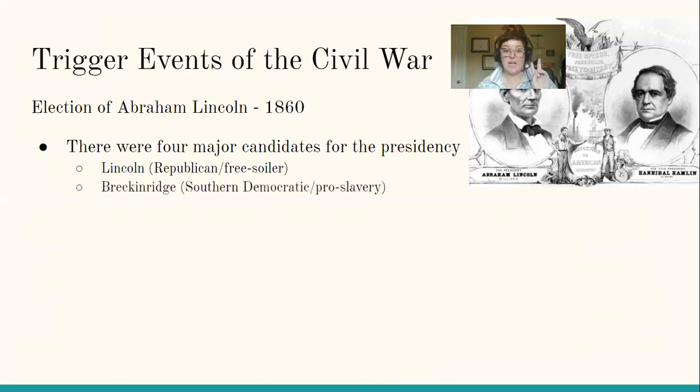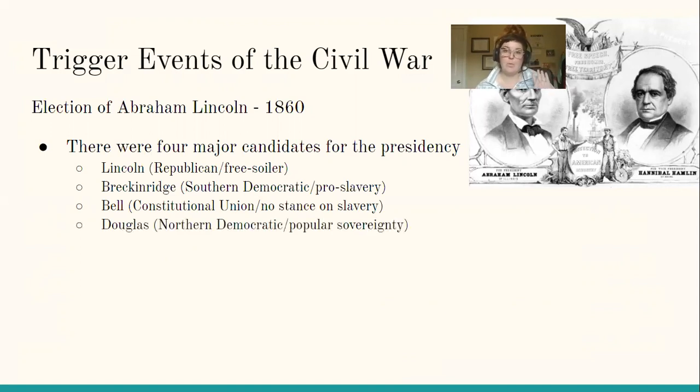Second was Samuel Breckinridge, who was a Southern Democratic candidate, and he was pro-slavery. Third was Bell, who was from a party called Constitutional Union, and basically he said, I don't have a stance on slavery, we'll continue doing the compromise thing that we have been doing. And then fourth was Douglas, who was a Northern Democratic candidate, and he was for popular sovereignty, for people being allowed to vote on whether or not they wanted slavery.